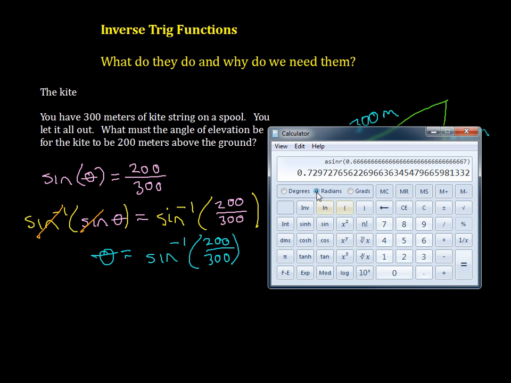Oh, whoops, I'm in radian mode. That's something you've got to watch out for on your calculator. I was looking at this and I'm thinking, hey, that doesn't look like the number of degrees that I'm expecting here, 0.72 degrees. I was in radian mode. Let's try that one more time. We're going to do 2 divided by 3 equals, and then we'll do inverse sine. There we go. And we end up getting about 41.8, and that is in degrees.